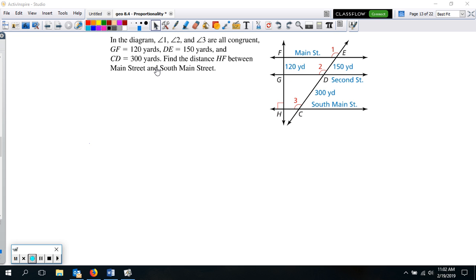So as we look at this, we don't see the parallel marks. As you notice, those little arrows are not here, but we do see these are all corresponding angles. Corresponding angles being congruent would prove that those are going to be parallel lines.